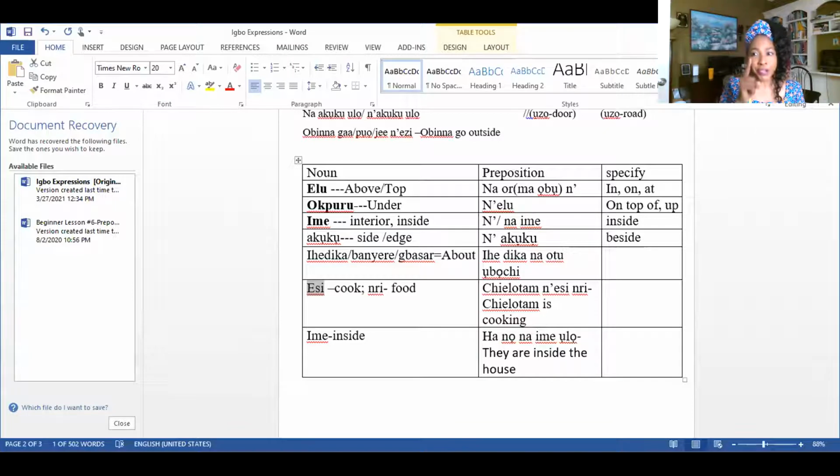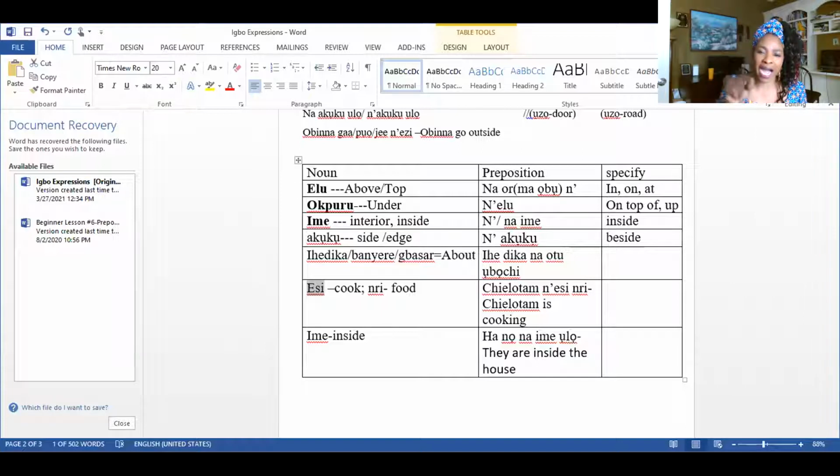When I want to say you, looking at just one person, singular, I say e, the i with the dot on top and underneath. Ena esi nri means you are cooking. This is singular, direct talk. But when I'm talking to a group of people, from two and above, it's supposed to be ono na esi nri. Pay attention when you say ono na. It means you are cooking.